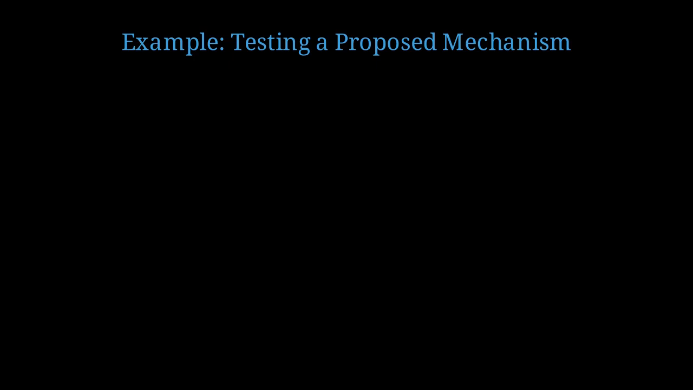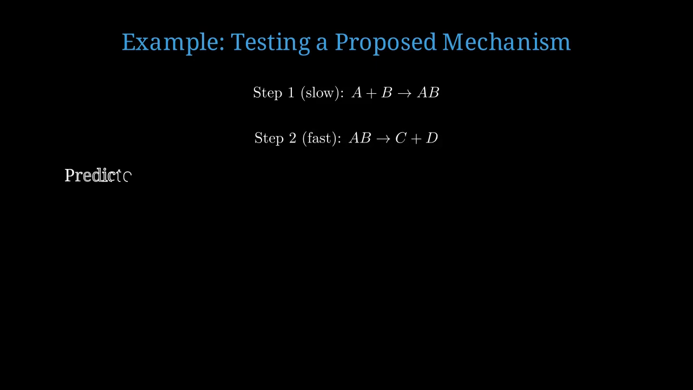Suppose for the reaction A plus B goes to C plus D, someone proposes this mechanism. Step 1 is slow. A plus B forms an intermediate AB. Step 2 is fast. AB decomposes to C plus D. Since step 1 is slow and rate determining, the predicted rate law is rate equals k1 times concentration of A times concentration of B.